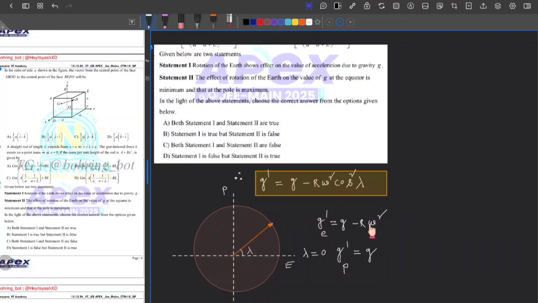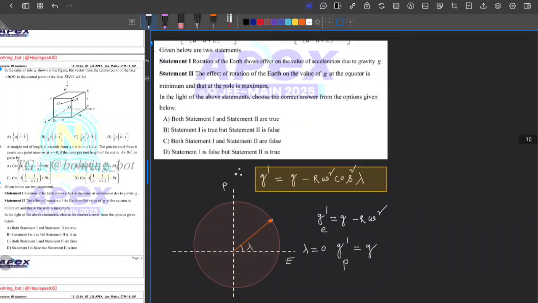Therefore from 0, some value is lost here, so it is minimum at the equator and maximum at the pole. So statement 1 is true as well as statement 2 is also true. Option A is the right answer for this question. Clear?